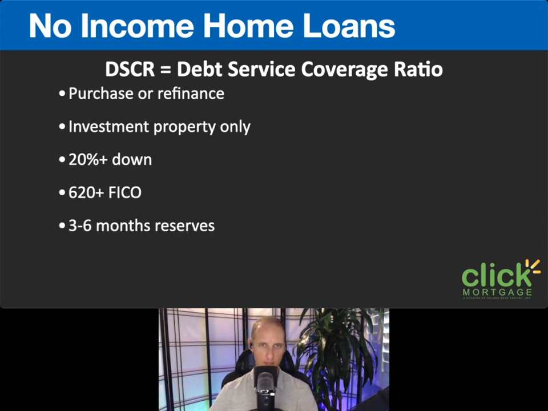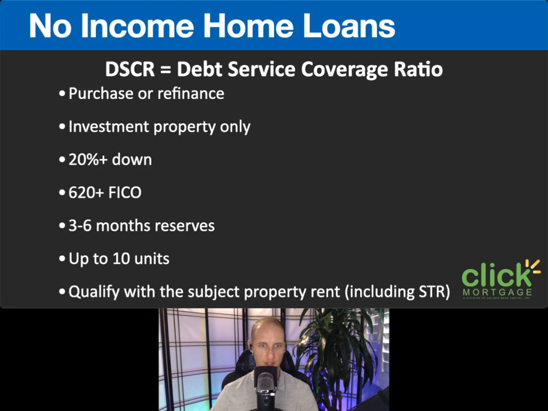And you must have 3 to 6 months of reserves. Reserves is where you take your payment, principal, interest, tax, insurance, plus an HOA if it exists, and you multiply it by whatever's required, 3 to 6 months generally. I've got one program that requires a minimum of 9 months with better terms, so there's some flexibility there. And then finally, you can go up to 10 units for these. Normally you can go up to 4 units for a conventional, FHA, or VA loan. These programs go a little bit higher, but you can't live in the property.